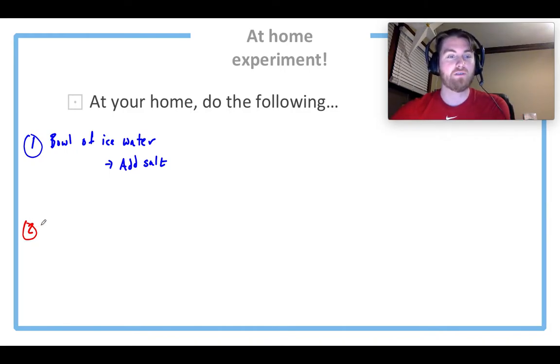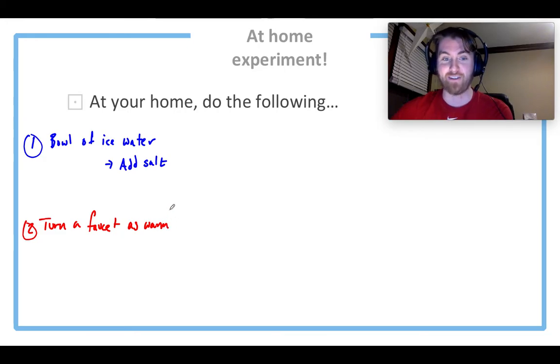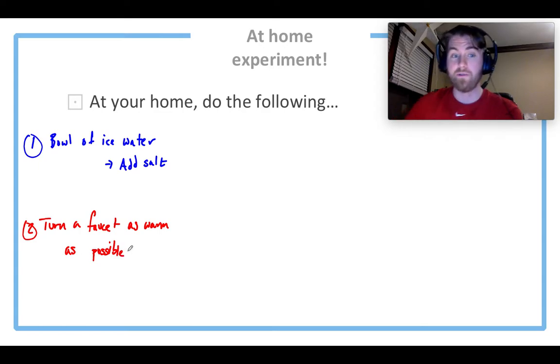I want you to turn a faucet of water as high as it goes, as hot as it goes. Now, of course, do not get it to scalding temperature where you're going to injure yourself. As warm as possible. But your body is very prone to responding to changes in temperature very quickly. It's very good at it, and this is such a fun and easy experiment to do.